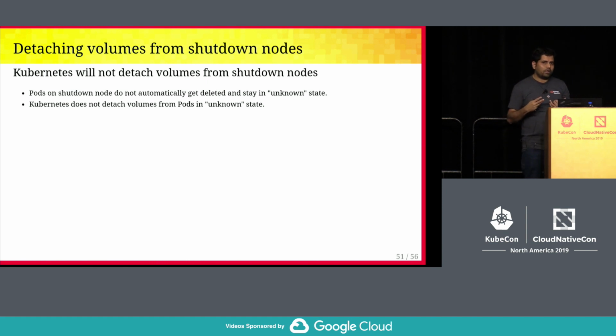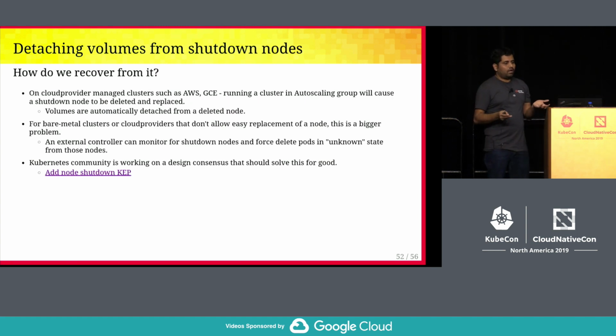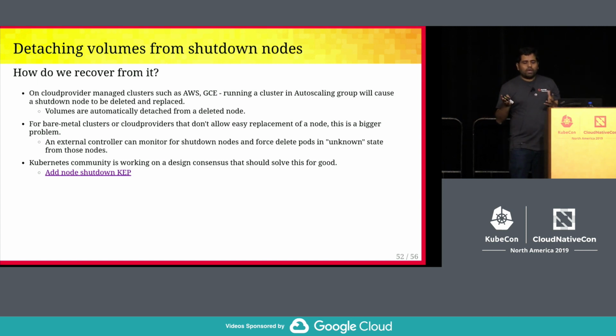Our recommendation currently is to terminate the node rather than shut down the node. If you are running in a cloud provider like AWS or GCE, and you run your cluster in an autoscaling group or GKE, generally shutting down the node will cause the node to be deleted and replaced. In that case, volumes are automatically detached from the deleted node and everything works perfectly. For bare metal clusters or cloud providers that don't allow easy replacement of a node, it's a bigger problem because you cannot just do that.